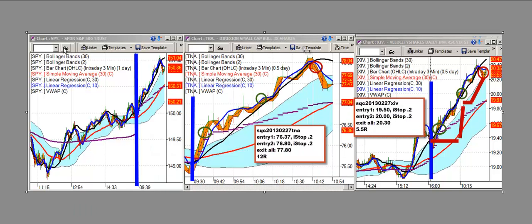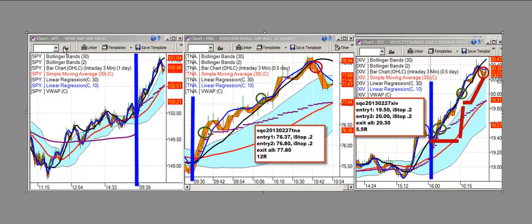Here's the closure of those. This is now the S&P 2 days' worth, and you can see that it had hit a low intraday yesterday and then took off, had a real strong close, and S&P was going up like crazy, and that made the TNA trade supported. That made the inverse volatility trade supported. So the TNA trade, we end up closing at 77.80 for 12R, and 5.5R on the XIV trade, closing out at 20.30.